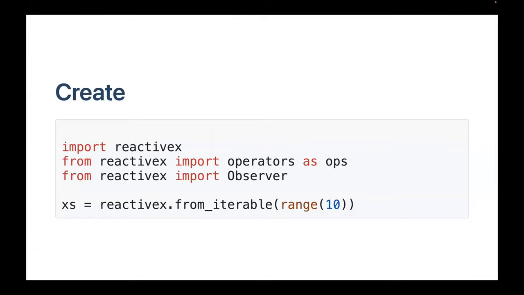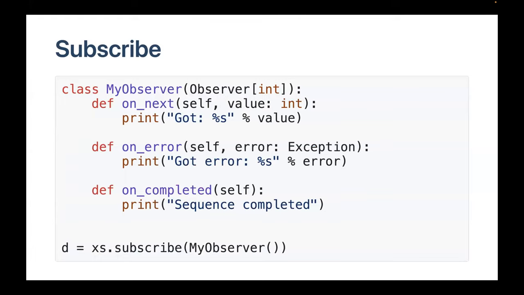For simplicity, I'm using this iterable, but the observable could be anything. It could abstract a queue, it could abstract events in a game, it could abstract anything. Then I have my observer implemented, with onNext, onError, and onComplete. These are the three methods that I have implemented inside it. And then finally, I need to subscribe to that stream. So xs is the observable, on that I'm doing subscribe, and then I'm passing my observer.